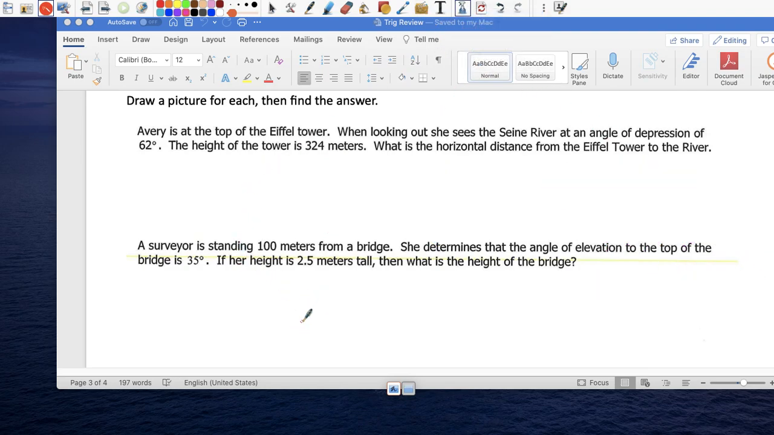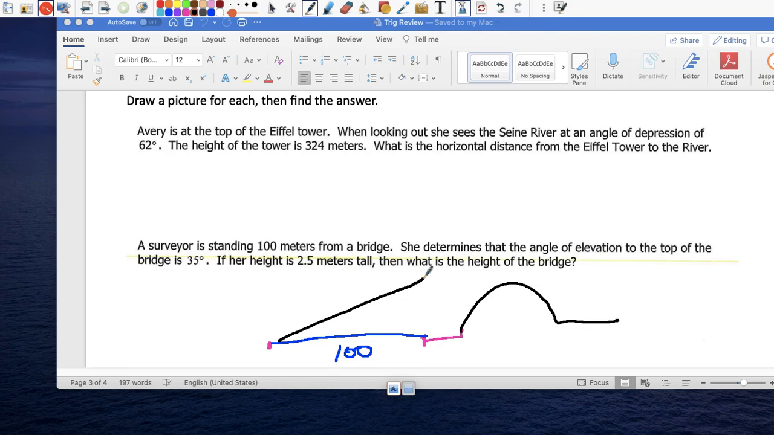A surveyor standing 100 meters from a bridge. So there's a surveyor, and this is the bridge. Okay, so this distance right here, sorry about the drawing, that's 100 meters. She determines that the angle of elevation to the top of the bridge is 35 degrees. If her height is 2.5 meters tall, what is the height of the bridge?